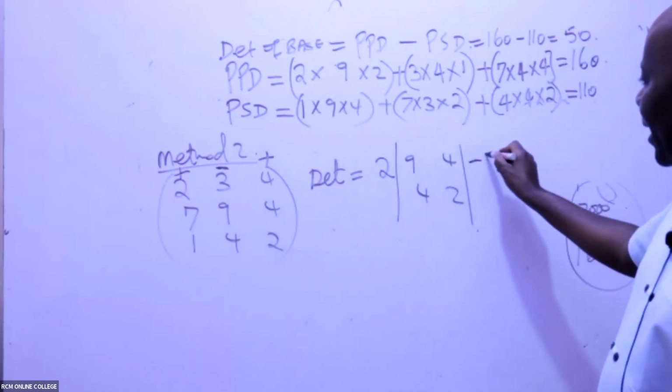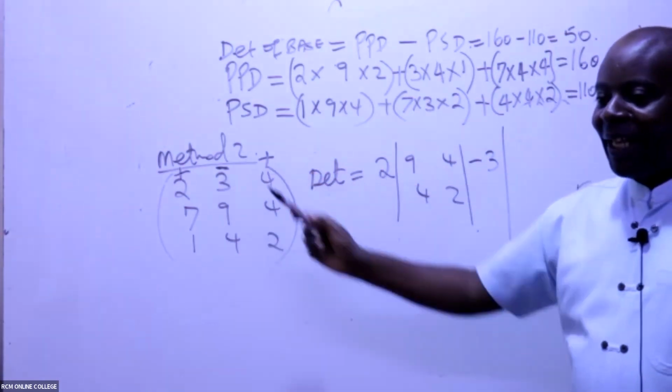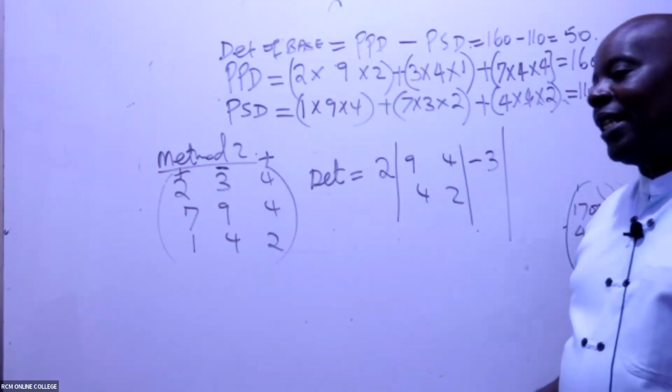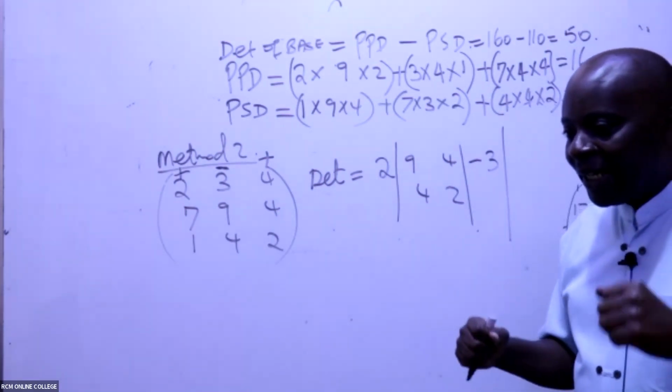So you say minus 3 into. Now, if you are to hide these 3 numbers there, can you kindly give me the figures that are left out? Just like that children's game of hide and seek.